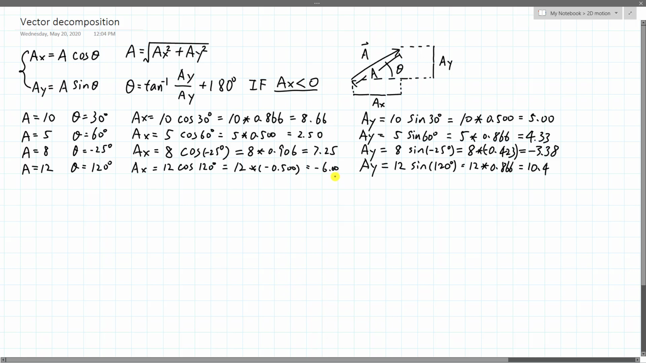So we also observed something that's interesting. Cosine of a negative angle is the same as cosine of the positive angle. So cosine of minus or plus 25 degrees are the same, 0.906. On the other hand, sine of minus 25 degrees was actually the negative of sine of plus 25 degrees. Sine of plus 25 degrees was 0.423, and sine of minus 25 degrees was minus 0.423.